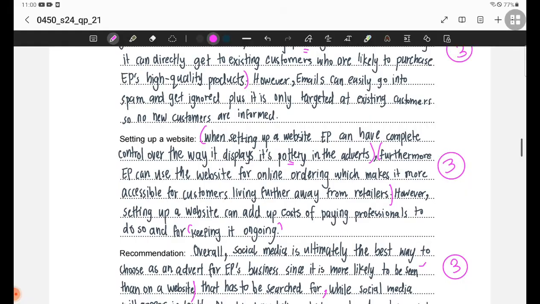Okay, if you were to choose setting up a website or email, you can say that, let's talk about email. When using email, you can say that it is the best way, as an email is less likely to be ignored and targets people who are already existing customers, and therefore they are likely to read the email. Okay, and purchase additional products to match their existing pottery plates, for example.